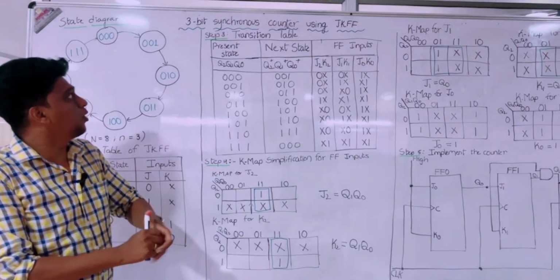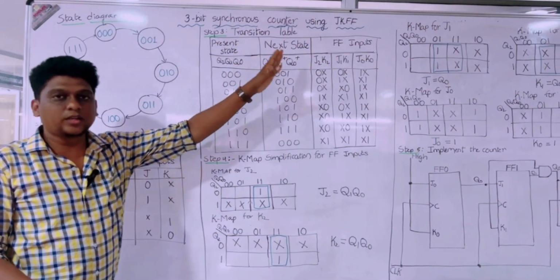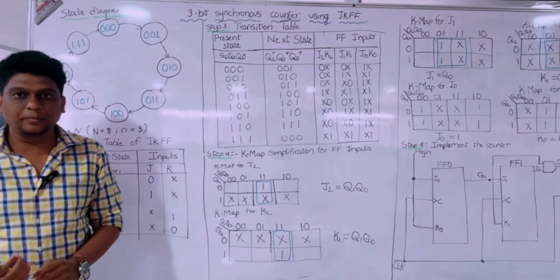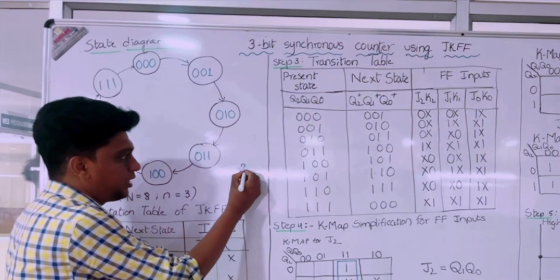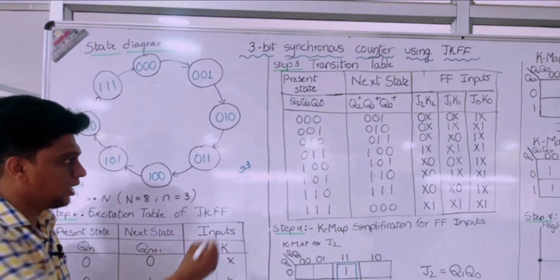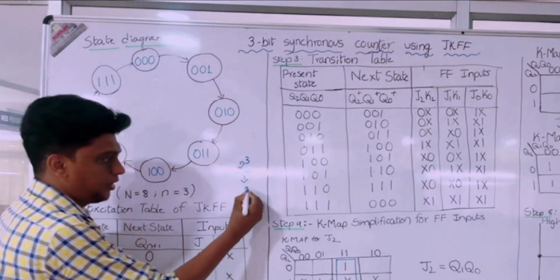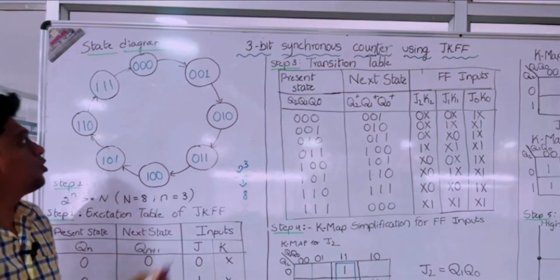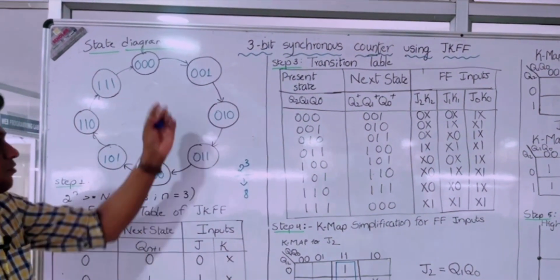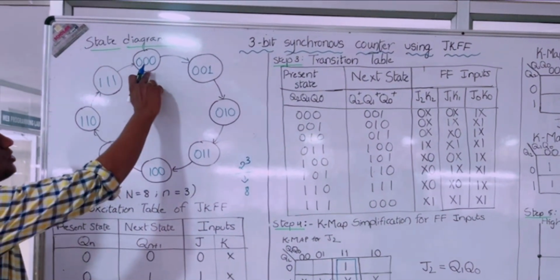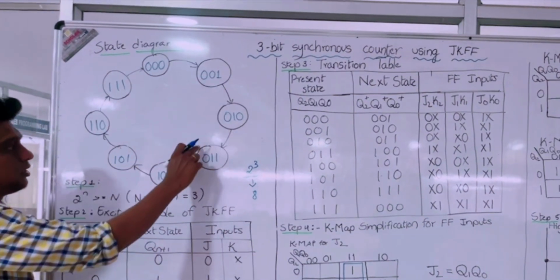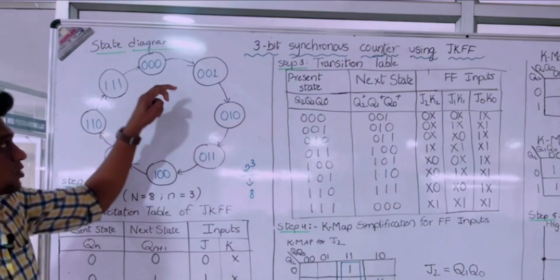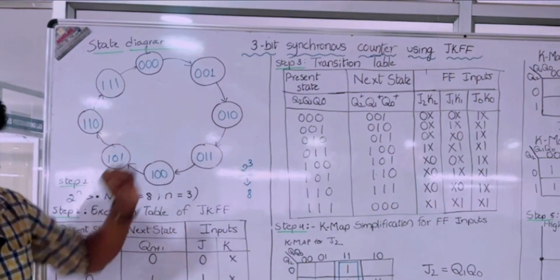In this video we will see a 3-bit synchronous counter using JK flip-flops. 3-bit means it can count 2 to the power of 3, which is 8. So the total number is 8, and it can count from 0 to 7. This is the state diagram for the 3-bit synchronous counter: 0, 1, 2, 3, 4, 5, 6 and 7.